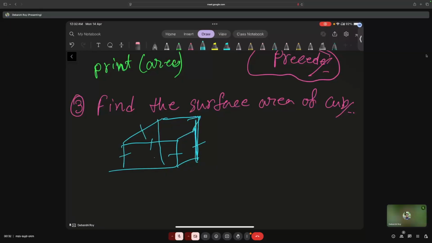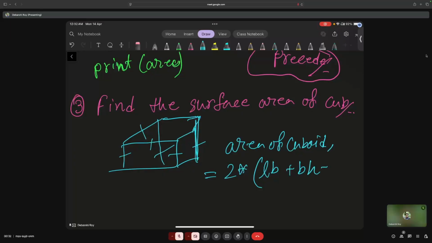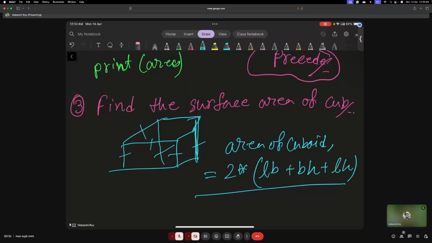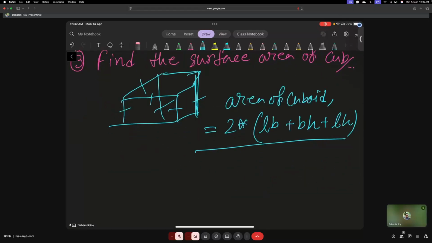Another height is there. So the area of a cuboid is nothing but 2 multiplied by length into breadth plus breadth into height plus length into height. Okay, so this is the formula for the calculation of the area of a cuboid.